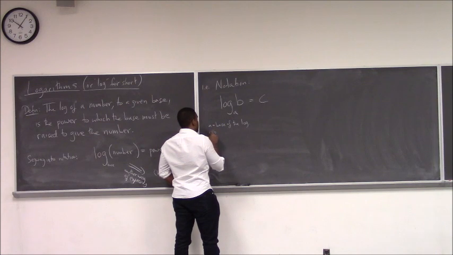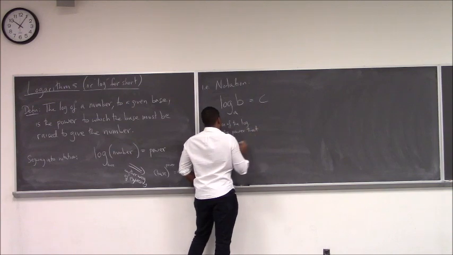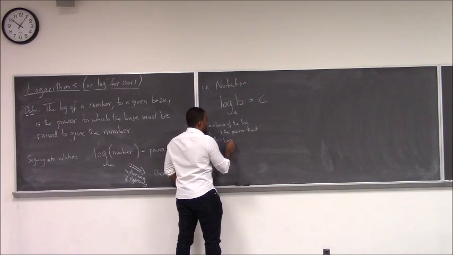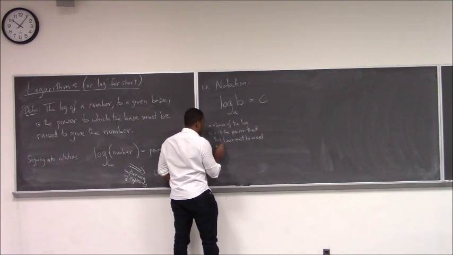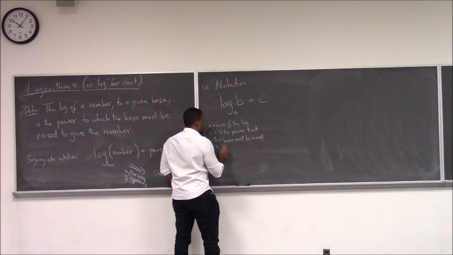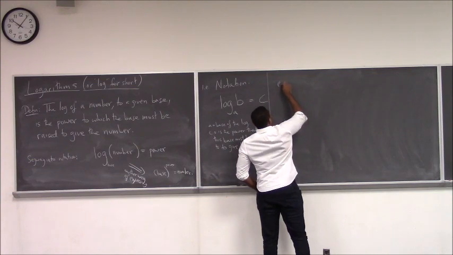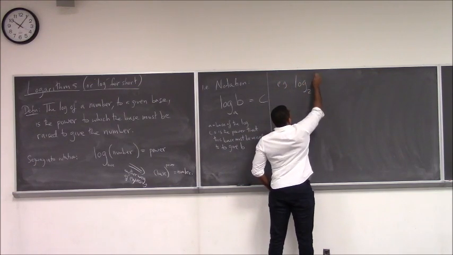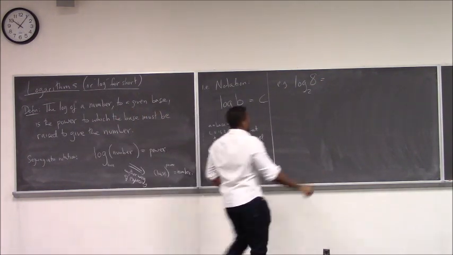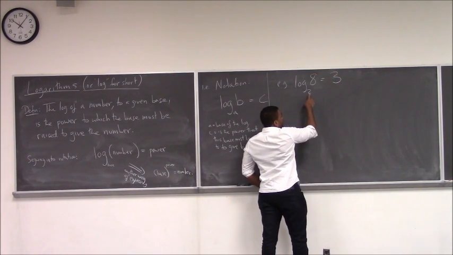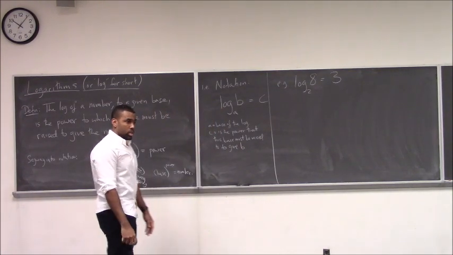c is the power that this base must be raised to give b. So for example, log to the base 2 of 8 is what? 3. Because I have to raise 2 to the power 3 to get 8. Right? And I can express that idea by writing down that notation. That's what log is.